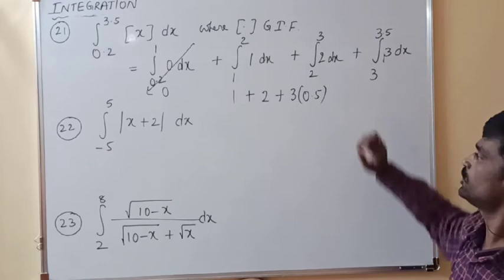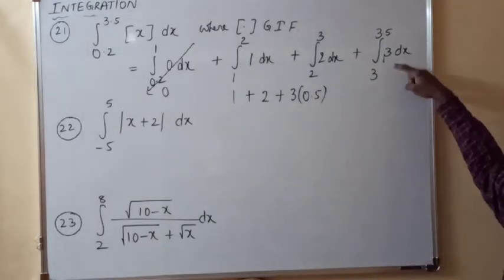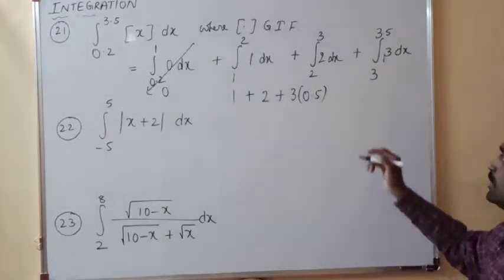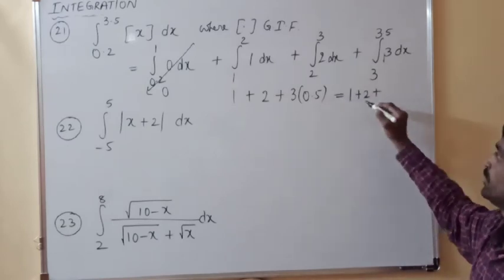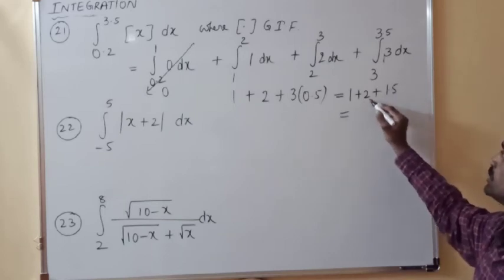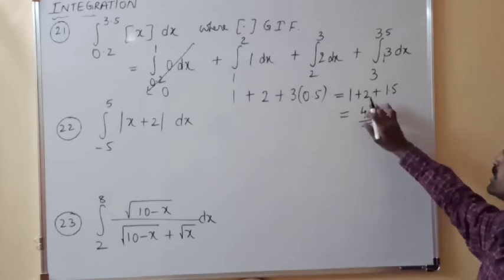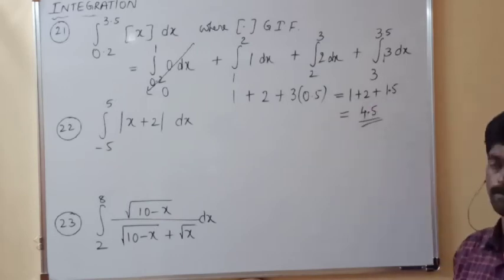Next here 3 into x, correct? So 3 into, if you apply upper limit 3.5 minus lower limit 3, so 3 times of 3.5 minus 3 is 3 times of 0.5, okay? So that's what you'll get, 1 plus 2 plus 3 into 0.5, how much? 1.5. So 1 plus 2, 3, 3 plus 1.5 is 4.5. So thus the answer is 4.5. Okay.